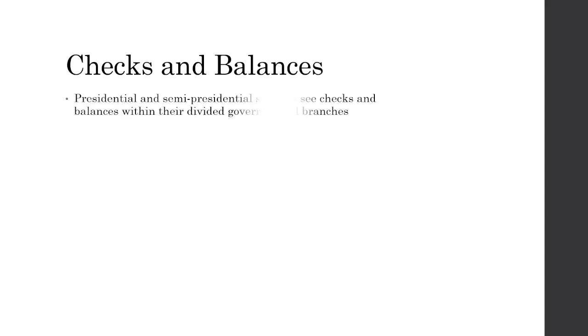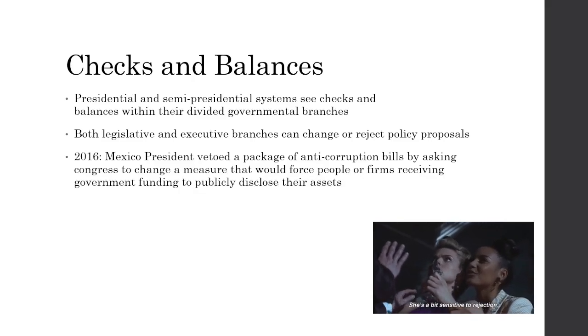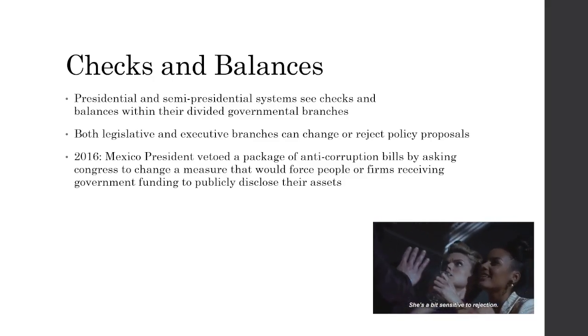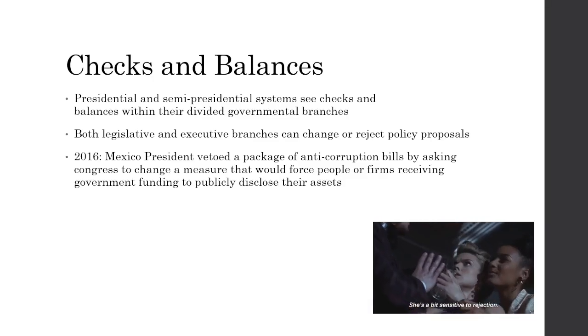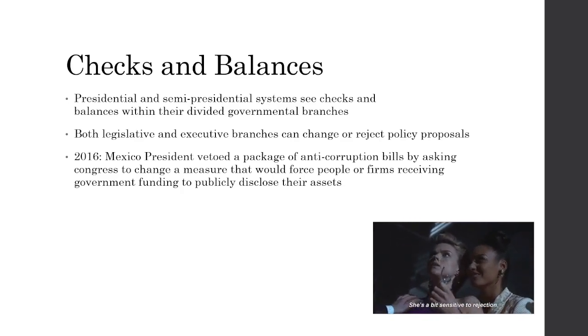All right, more checks and balances, because this is the only thing we talk about in this class. Presidential and semi-presidential systems, we'll see them with divided governmental branches. This is actually a lot more feasible for a checks and balances system, because the legislature, executive, and judiciary are more independent. So the legislature and executive branches can change or reject policy proposals. In 2016, for example, the Mexican president vetoed a package of anti-corruption bills, and asked Congress to change a measure that would force people or firms receiving government funding to publicly disclose their assets. That's just an example of the president vetoing a piece of policy passed by the legislature.